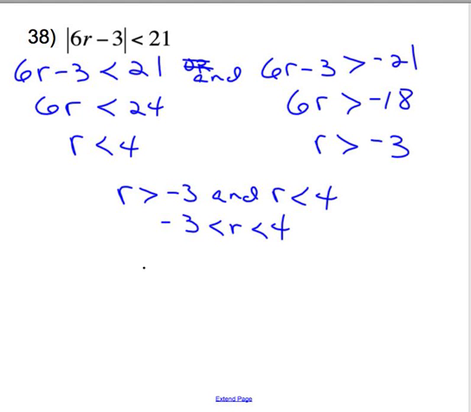I write that, graph that on a number line. There's -3, there's 4. They're both less than, so open circle, and I want the numbers between them, so I will shade between those 2 open circles.